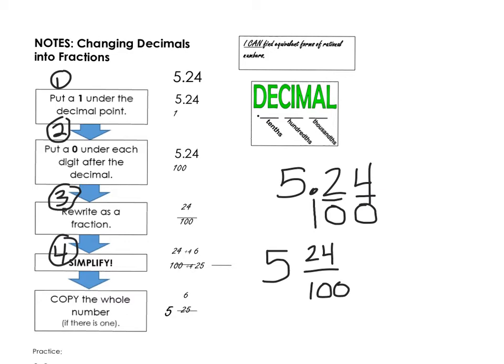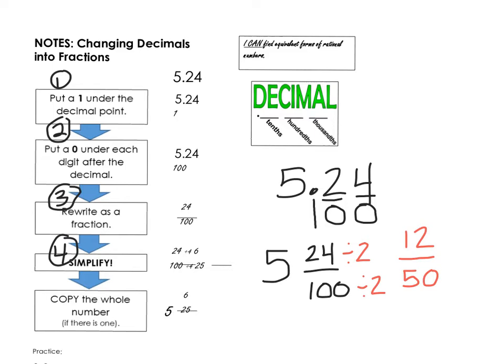So remember, we have to use those divisibility rules. So I'm going to look at the fact that 24 and 100 are both even numbers. So I know all even numbers can be simplified by 2. So I'm going to simplify by 2. And 24 divided by 2 is 12, and 100 divided by 2 is 50. Now notice I'm not doing anything to the whole number. We're going to always leave that whole number alone. We're only simplifying the fractional part of the mixed number.